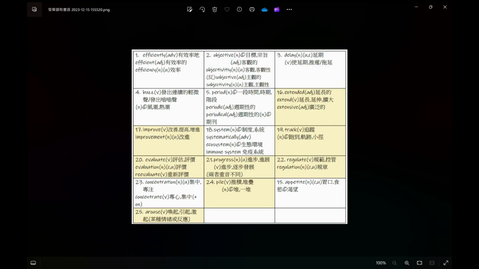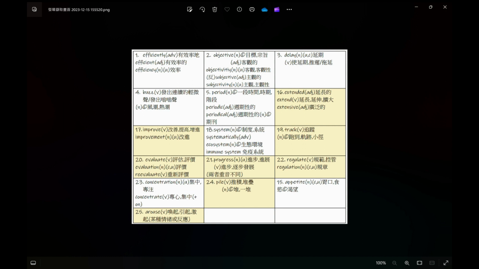Now let's talk about the other ones. Number one, we have efficiently. Efficiently is an adverb. It's from the word efficient. You use efficiently with an action, like he works efficiently. He always works efficiently. He is an efficient worker. And then efficiency is the noun and it's not countable.